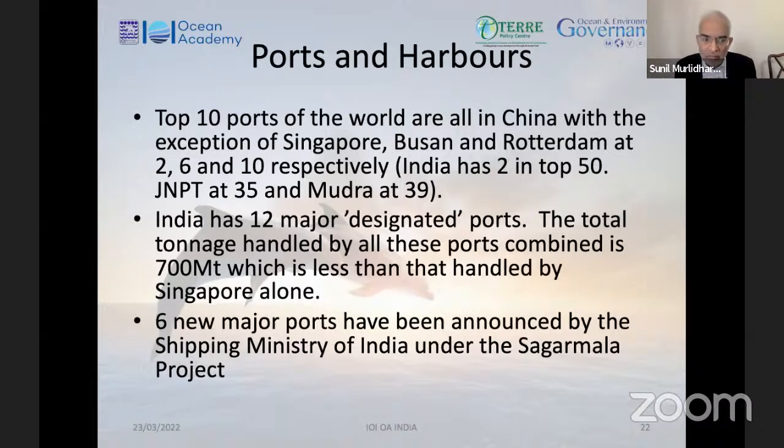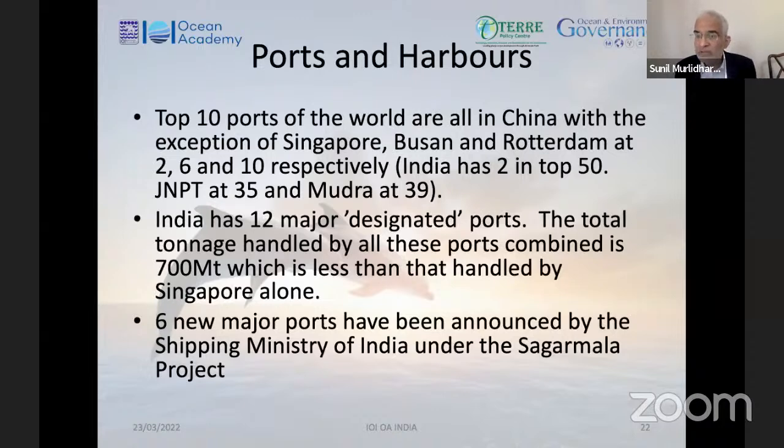Now, the government recently has announced 6 new major ports. You would have probably heard that Adani is one of the big persons developing ports and airports as well. So 6 new major ports have been announced by the Shipping Ministry of India under the Sagarmala project.